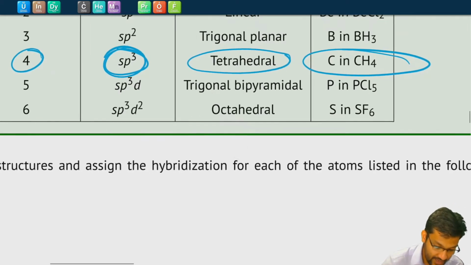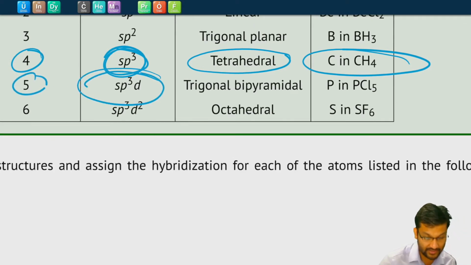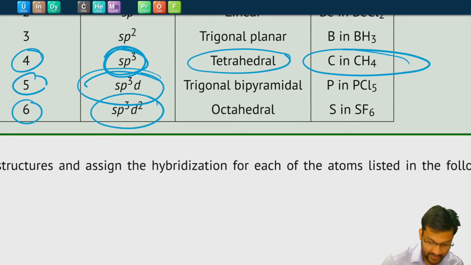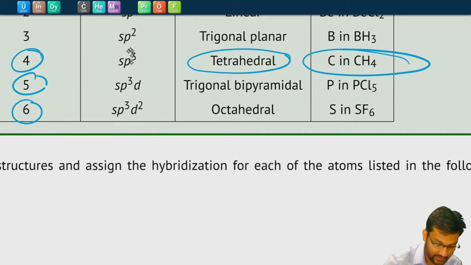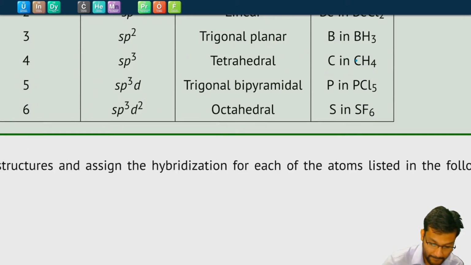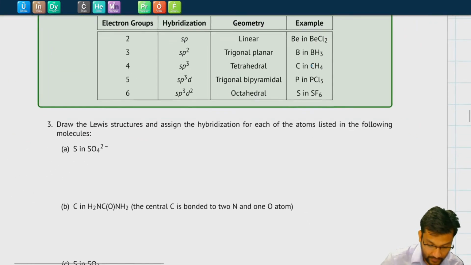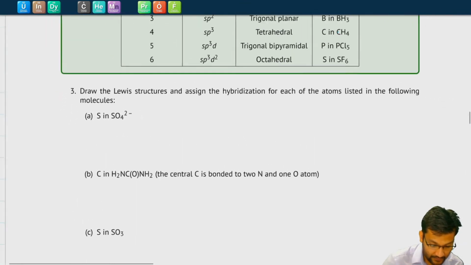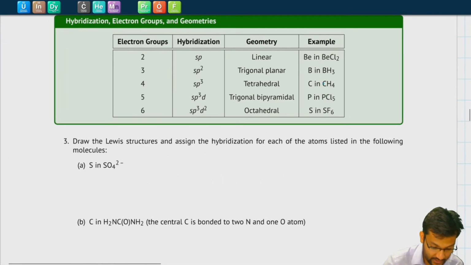And then with 5 electron groups, you have an s orbital, 3 p orbitals, and a d orbital teaming up or hybridizing. And similarly, for 6 electron groups, you have an s orbital, 3 p orbitals, and 2 d orbitals teaming up. All right, so with that understanding of how electron groups and hybridizations are related to each other and how those are related to geometries, let's do these problems.